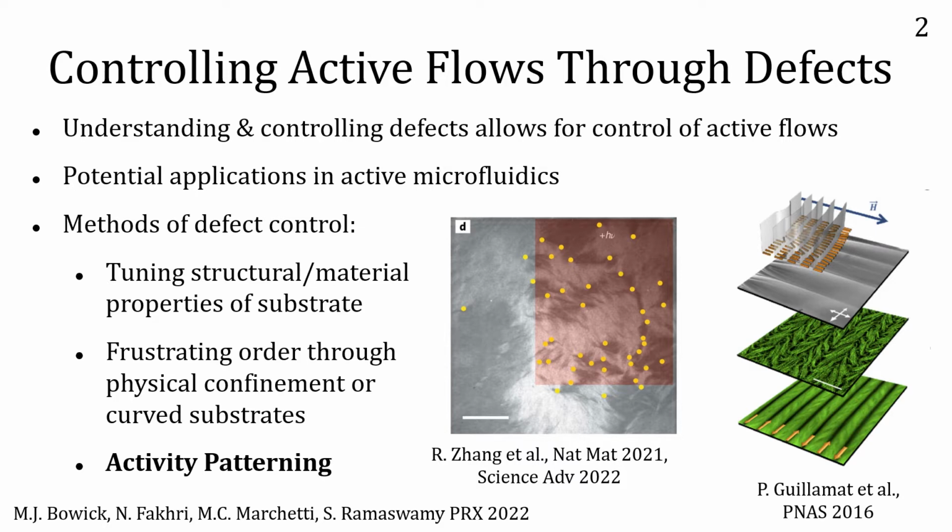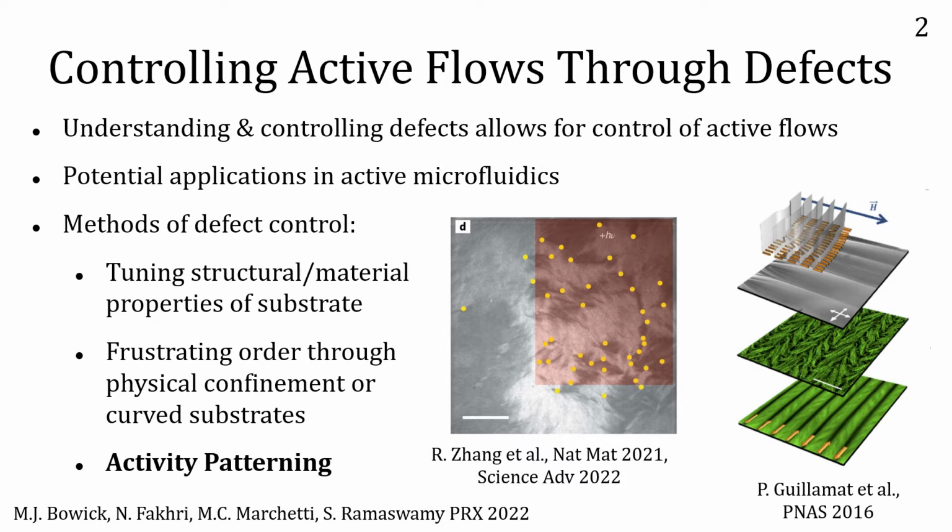There's been a lot of recent work on different methods for controlling defects. These include things like tuning the structural and material properties of the substrate that the nematic lies on, frustrating the nematic order by physically confining it with controllable boundary conditions, or by placing it on a curved substrate. And recently, with the advent of light-powered active matter systems, has come a new method for controlling defects by spatially patterning the activity of the nematic itself.